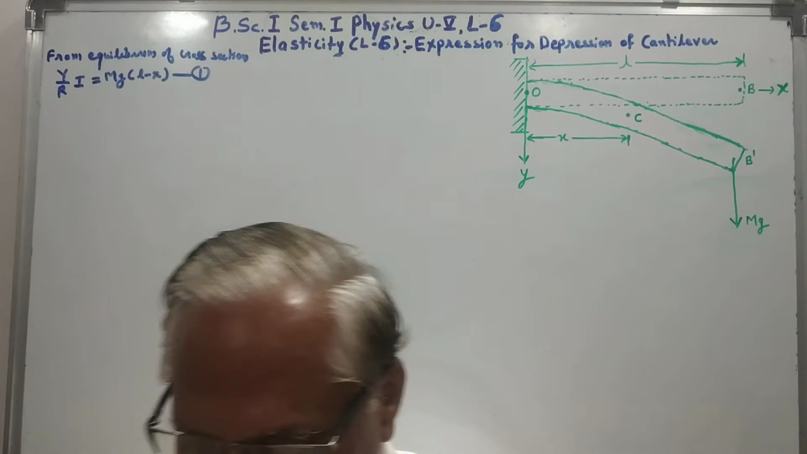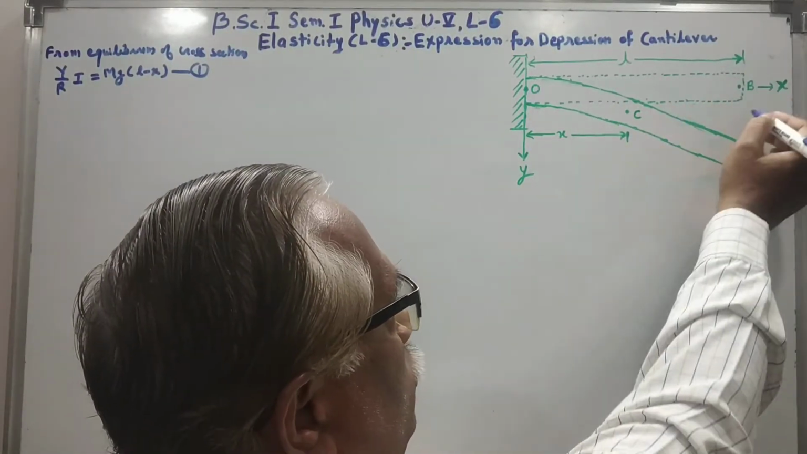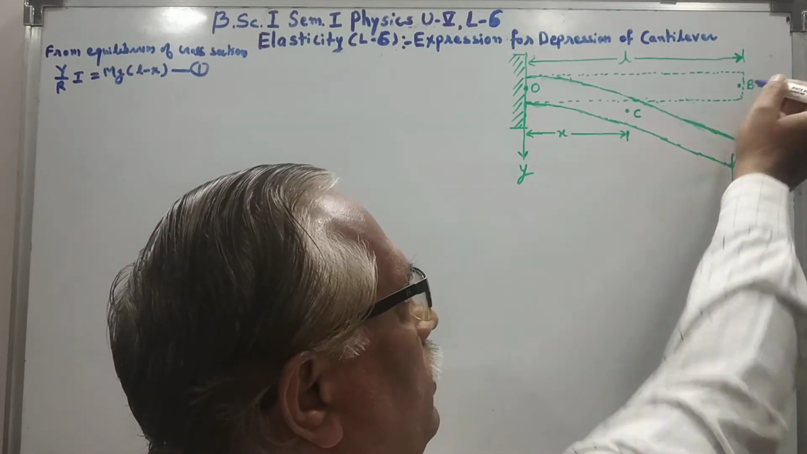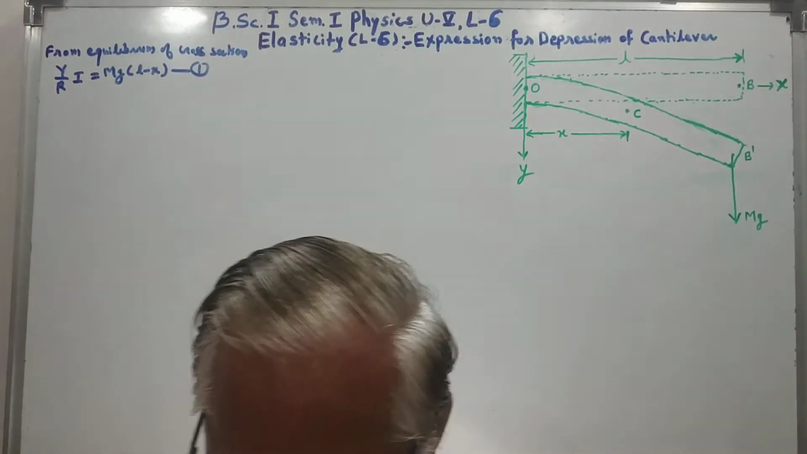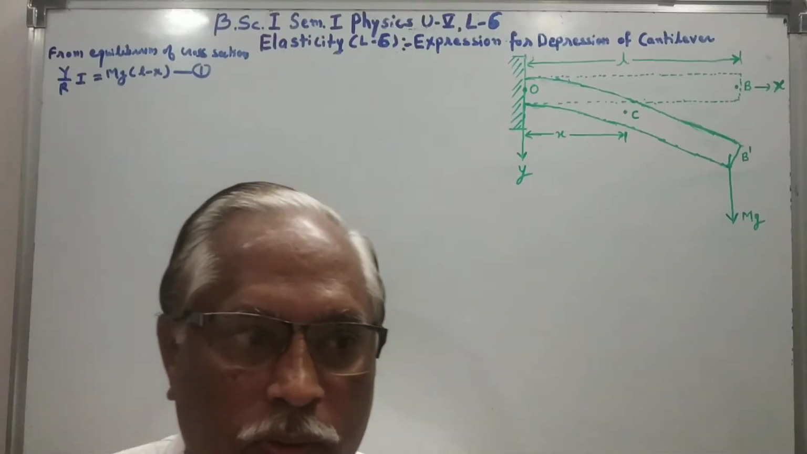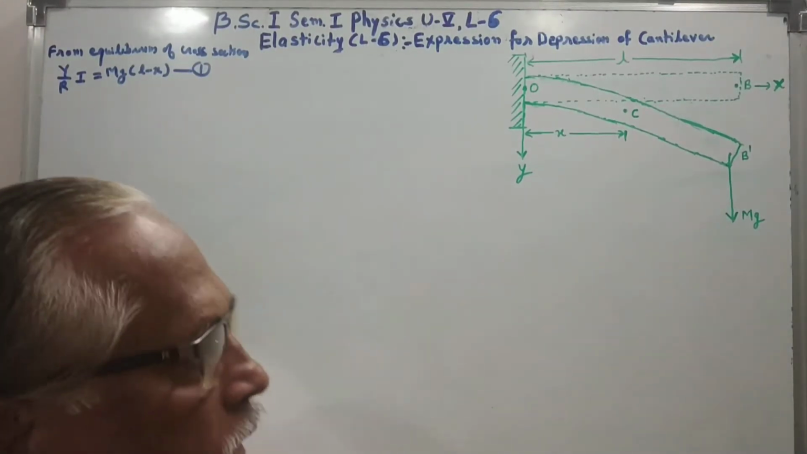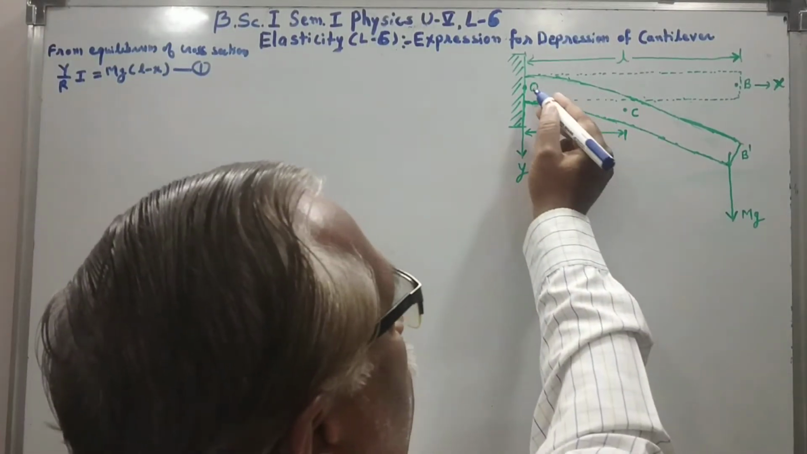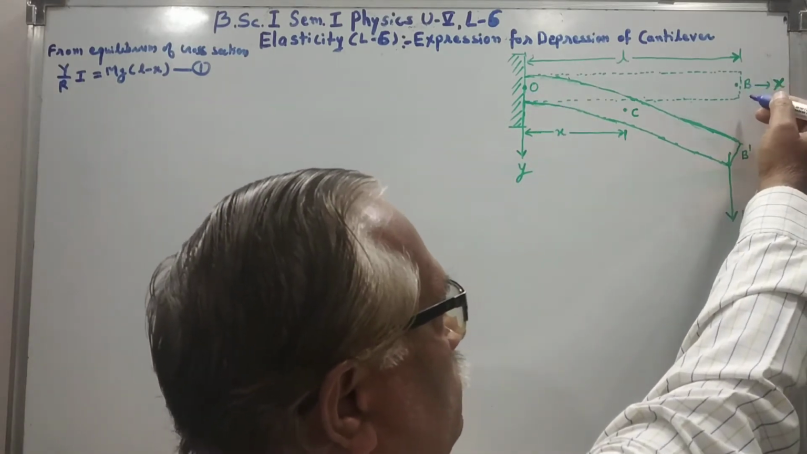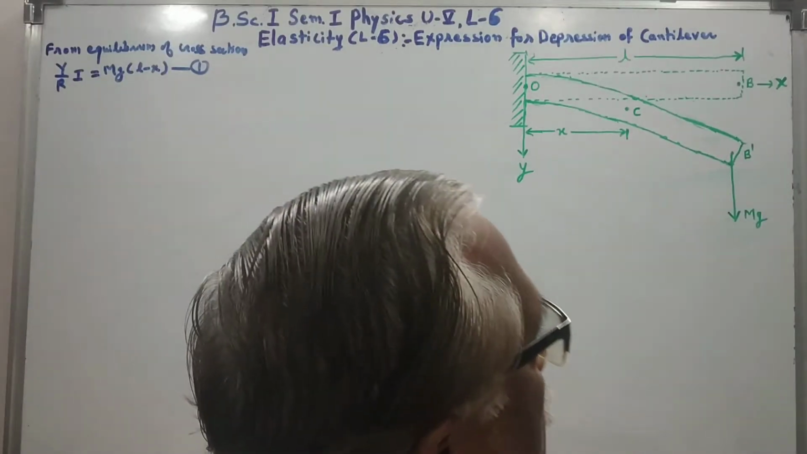Let us consider a beam which is fixed at one end. OB is a beam which is fixed at one end O and loaded at the other end B. This beam is a light beam of uniform cross section. One end O is fixed and the load is applied by attaching a mass capital M at the end B.